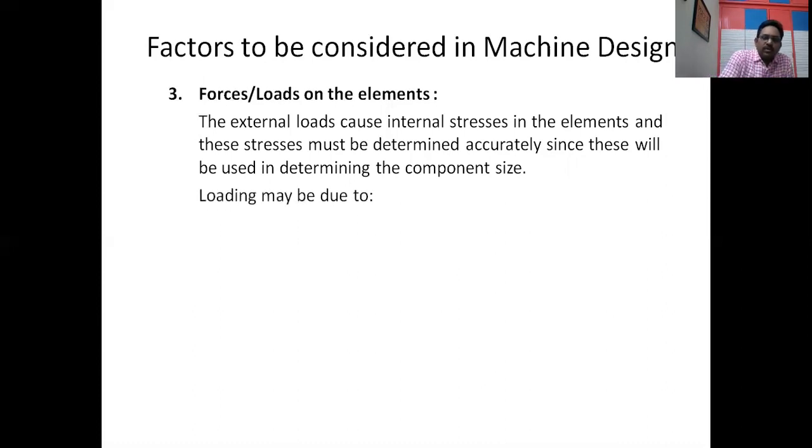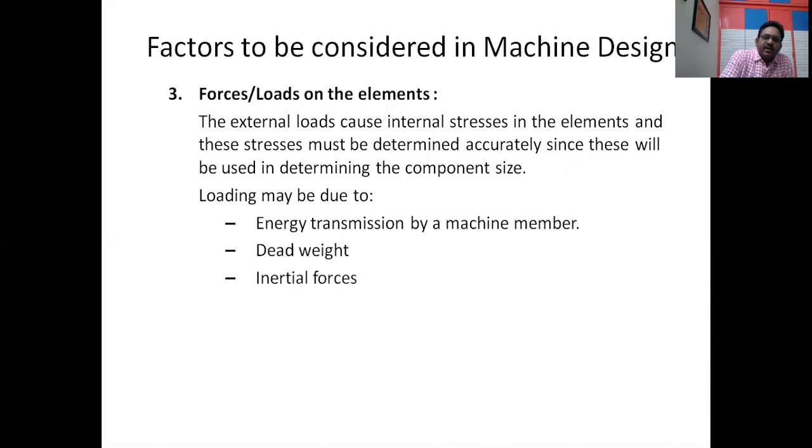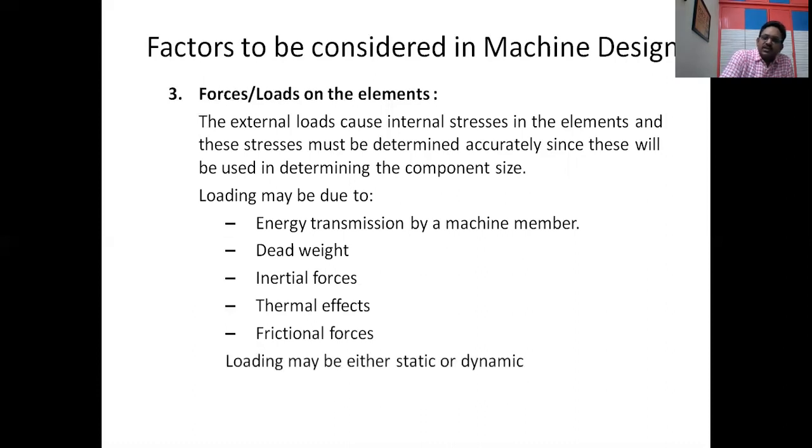So loads may be due to energy transmission by machine members, or dead weights, or inertia forces, or thermal effects, or frictional forces. These are the loads or forces that act on a machine element. They may be dead weights, inertia forces, thermal effects, and frictional forces, and all these things. So these are the forces.